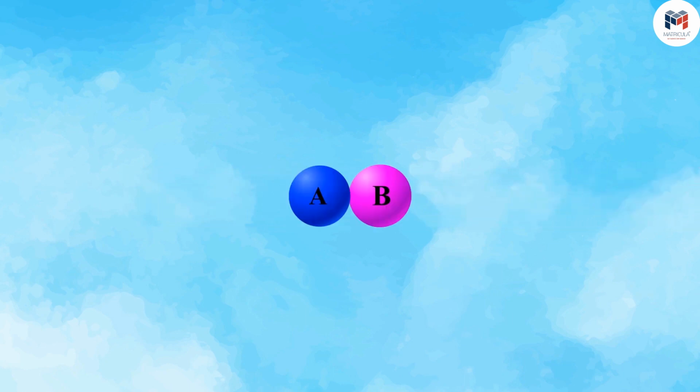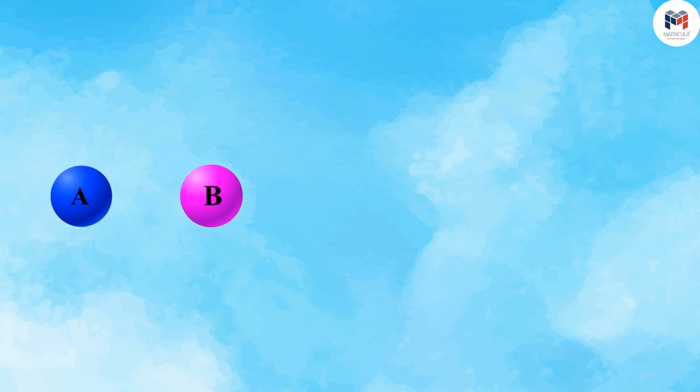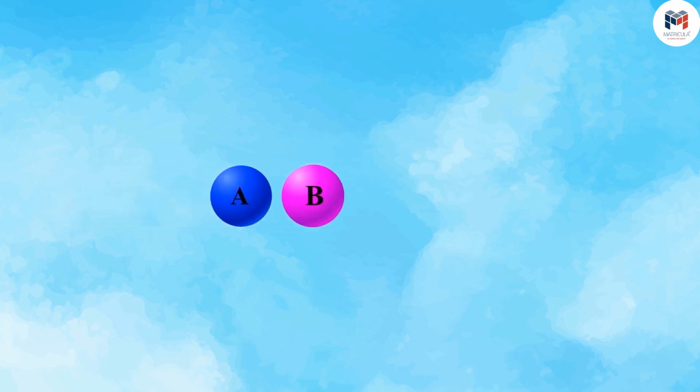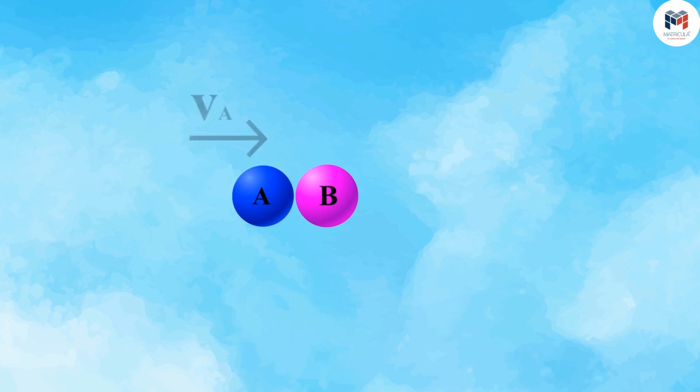During the time of collision, which, say, lasts for a time period t, the ball A exerts a force FAB on the ball B. Similarly, the ball B exerts a force FBA on the ball A. Again, let us suppose the velocities of the objects A and B after collision are VA and VB respectively.